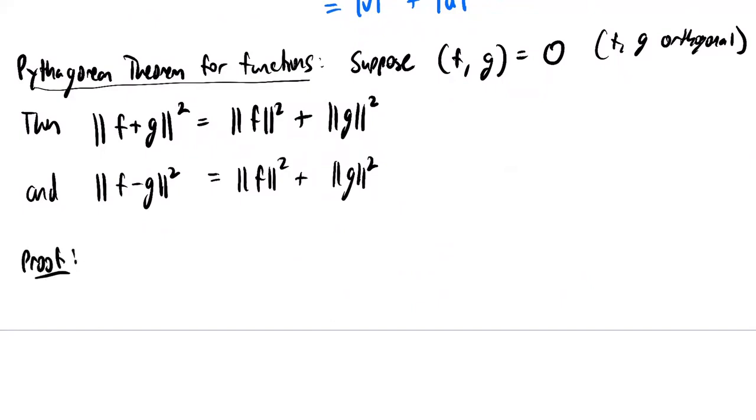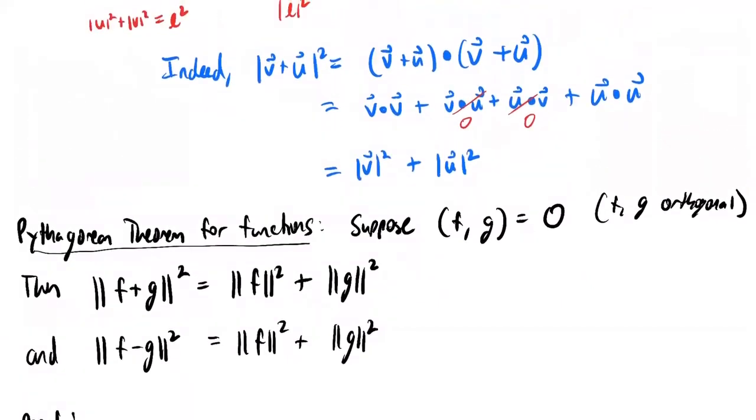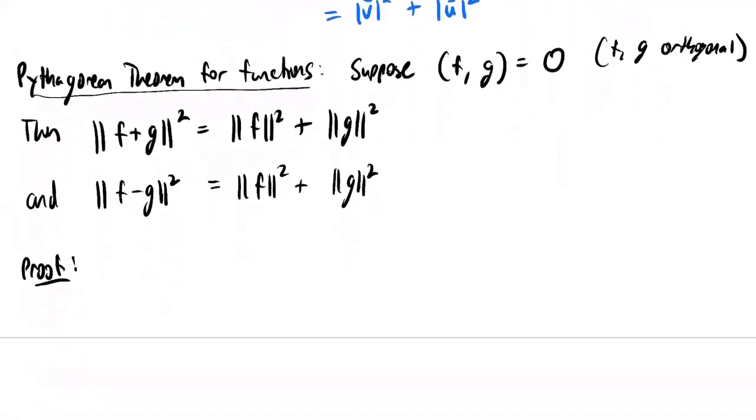Well, the proof is really going to be formally the same argument we did up here, but we just have to interpret everything carefully in terms of the definition of the inner product. So let's do this argument carefully. I'm just going to prove the first one. The proof of the second identity is the same, or you can similarly just replace g by minus g in the argument, and you get the same thing.